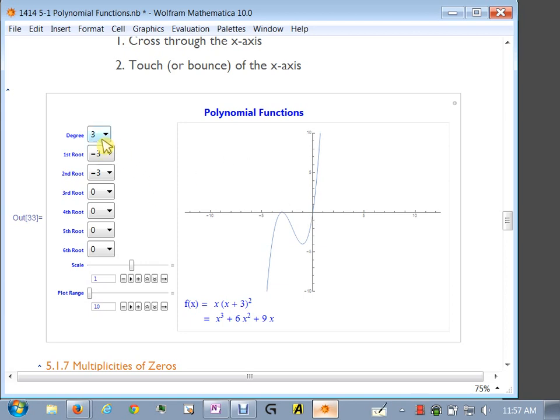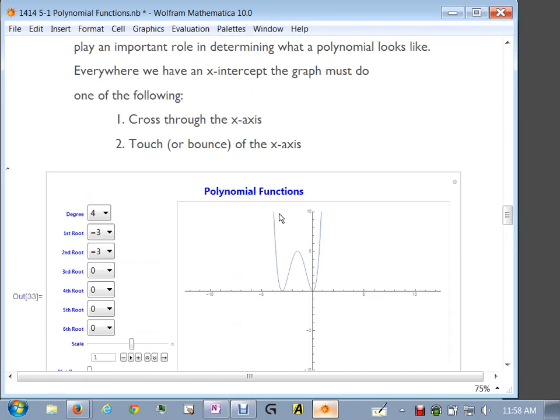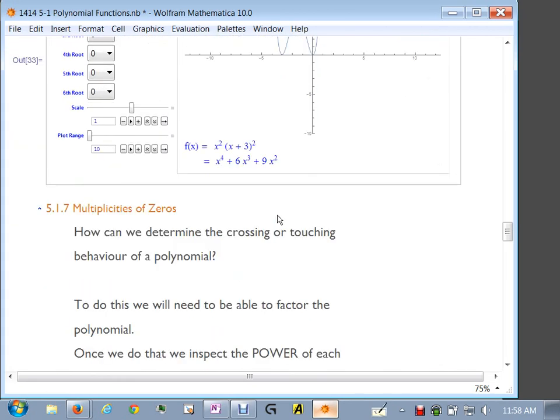So let's see. I've got to change it to a 4th degree, and let me change that to a squared. There it is, right there. Do you see now? I have the same two x-intercepts I've had from the beginning, but now I'm touching at both of these. So let me see if this now makes sense to you.